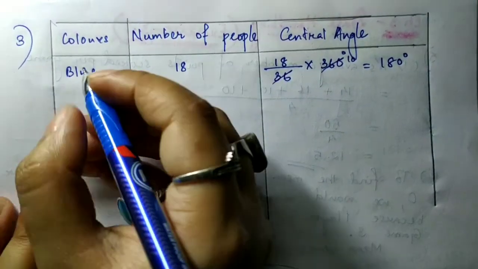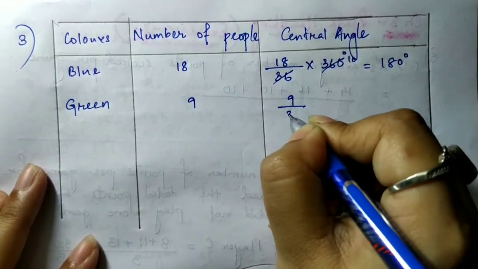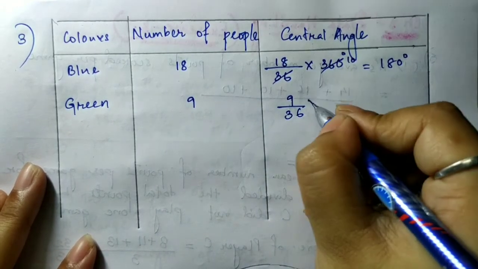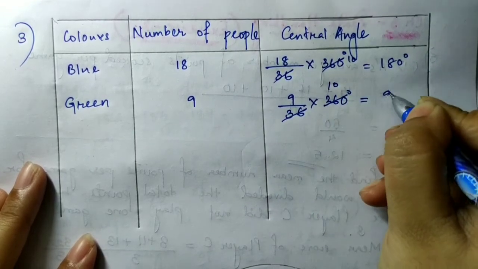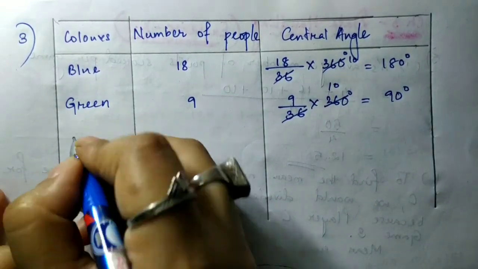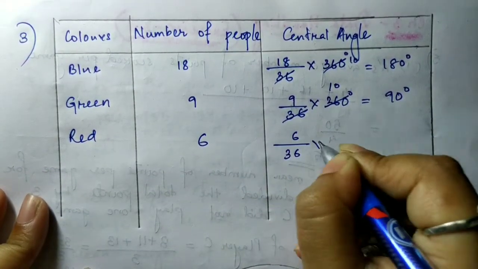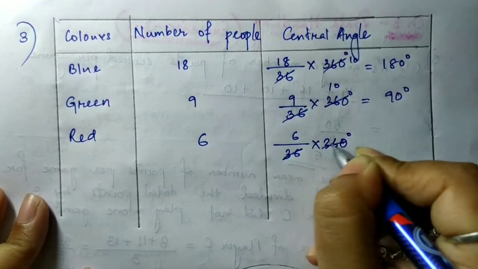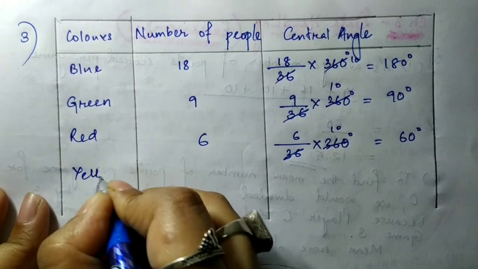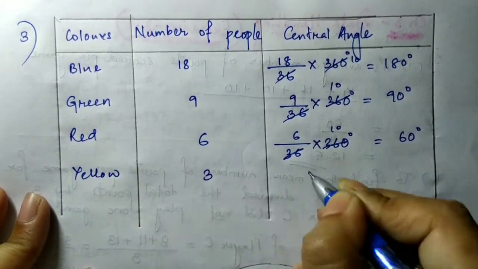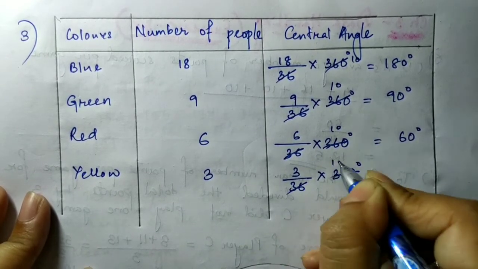Next one is green. Green has 9 people. 9 by again total, that is 36, into 360 degree equal to, again cancel it, so 9 into 10, 90 degree. Next color is red. Number of people is 6. 6 by 36 into 360 degree is equal to 60 degree. And the last color is yellow. It's given as 3. 3 by 36 into 360 degree, 10, is equal to 30 degree.